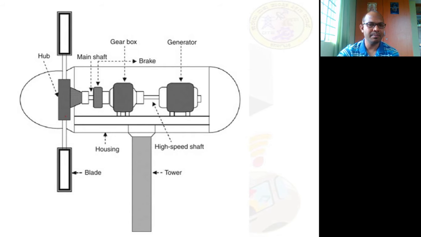This is a line diagram where the hub will be there, then the brake system will be there. Actually it has not been shown over here. This is a housing, or what we call a nacelle.